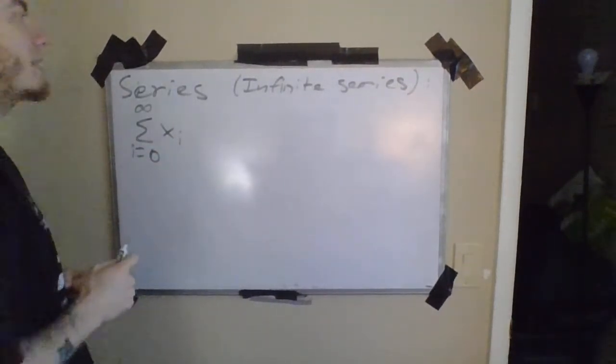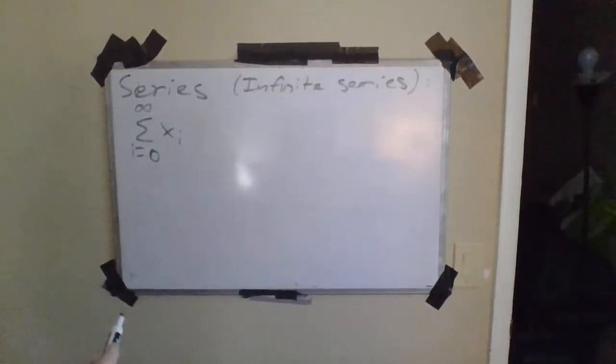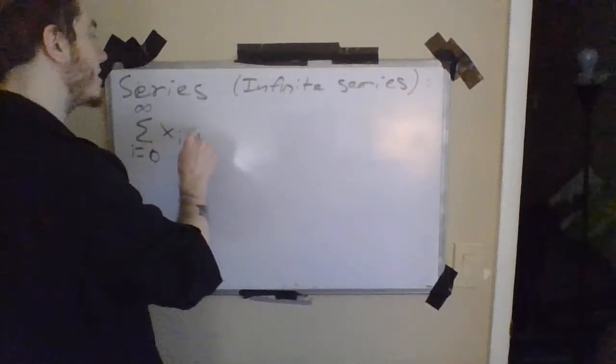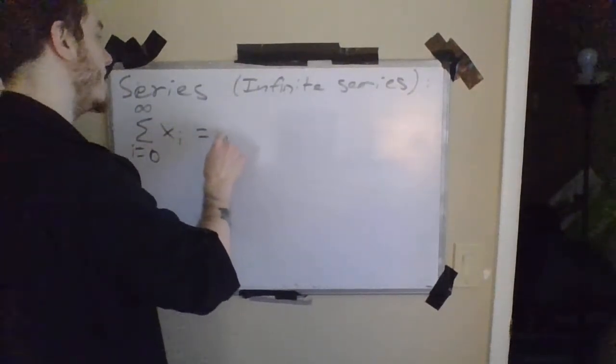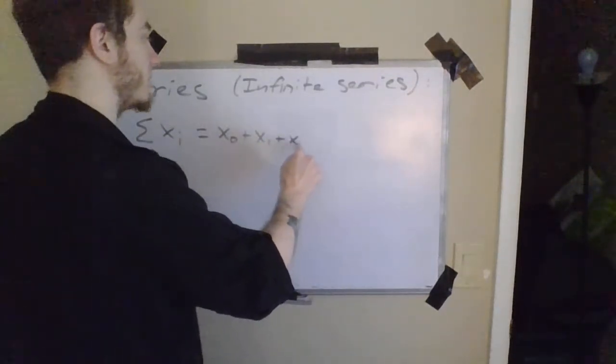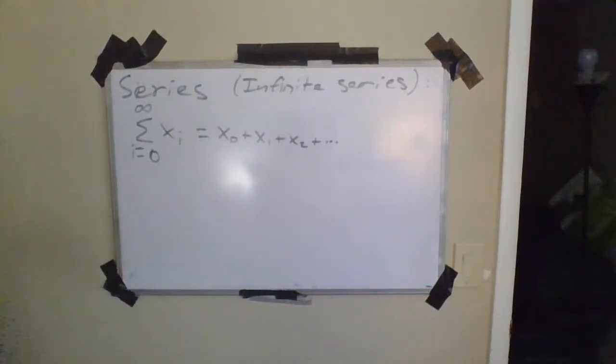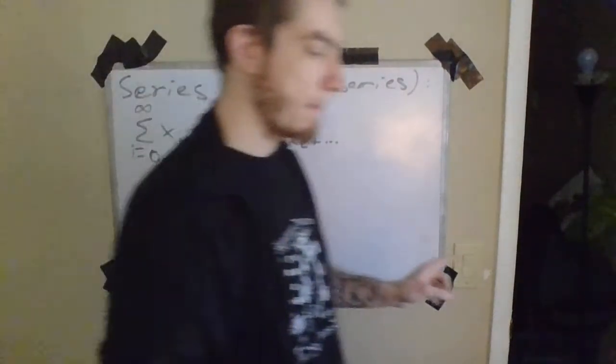And the way that you want to think about this is it's sort of like an infinite sum. We're trying to sum up an infinite list of things. So intuitively, this would be equal to x0 plus x1 plus x2 plus, and so on and so forth, going on and on like this.